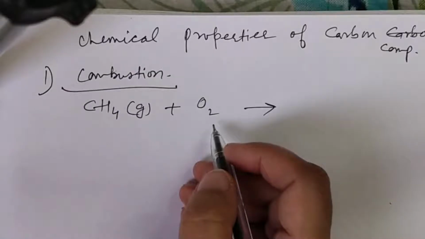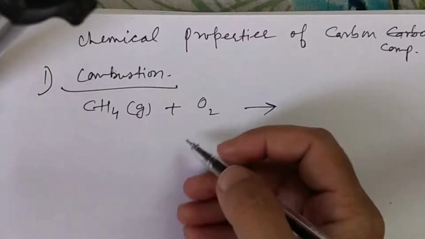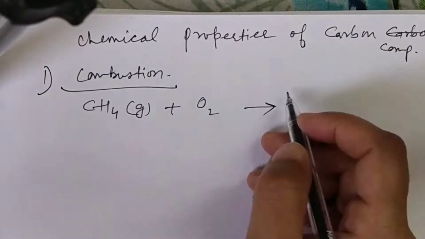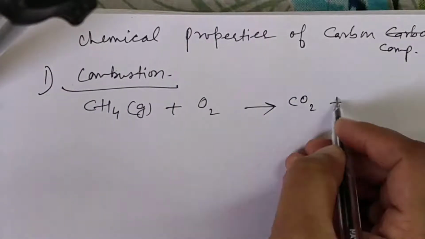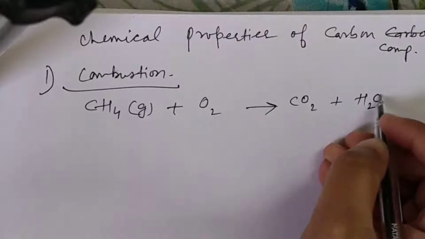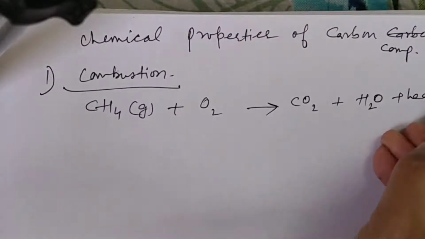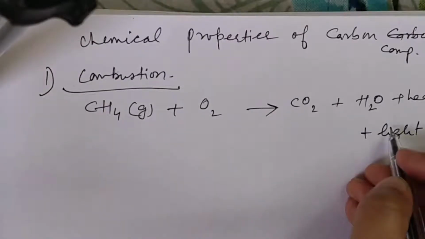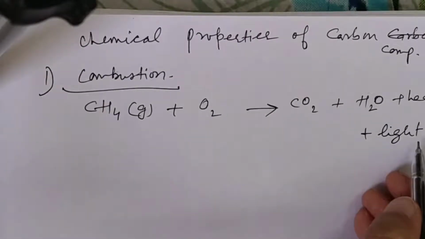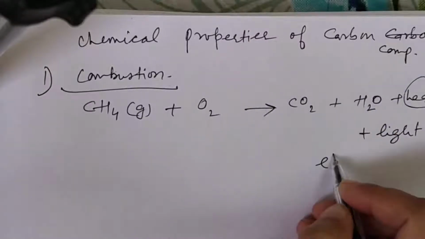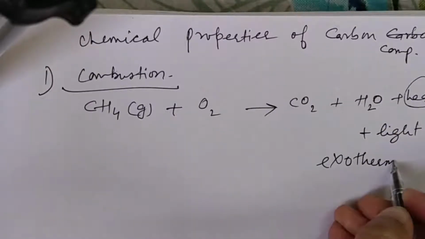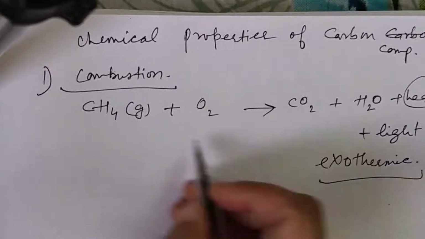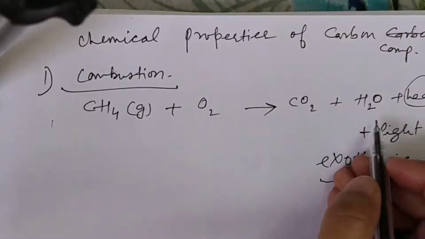So here, when we are doing combustion, carbon dioxide and water are produced with an enormous amount of heat, and light also evolves, making it an exothermic reaction in which a high amount of heat is produced. Balance the equation carefully.